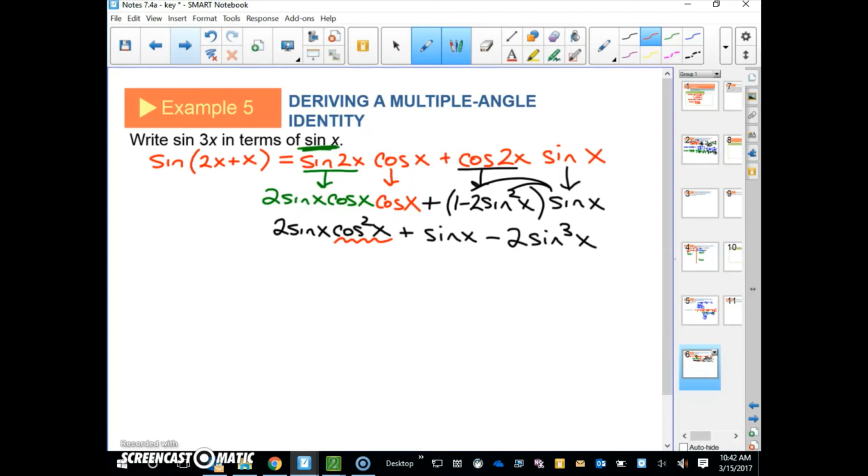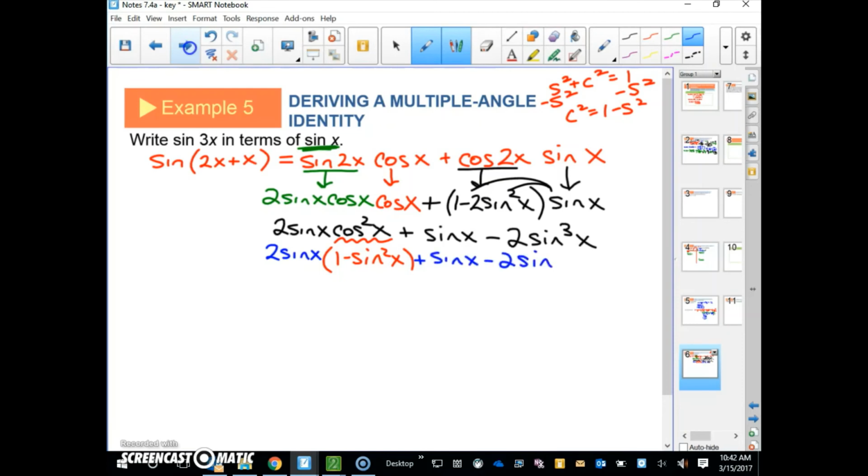Okay. So go back and think about something that we've done before. Remember how sine squared plus cosine squared equals 1? Sine squared plus cosine squared equals 1. I know I abbreviated that just to save room, but cosine squared is 1 minus sine squared. You ought to be able to do that in your head, but I know cosine squared can be written as 1 minus sine squared, and so that's what I want to do. Right there. Everything else can just stay the same. I've got 2 sine x, times that 1 minus sine squared x, plus sine x minus 2 sine cubed x.